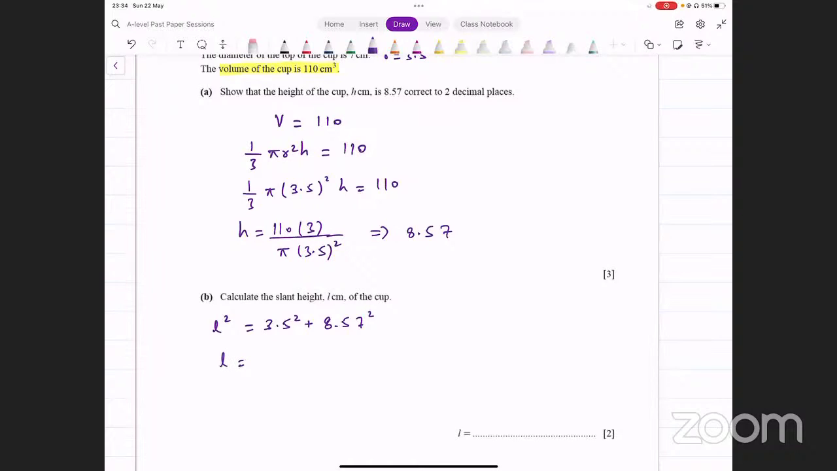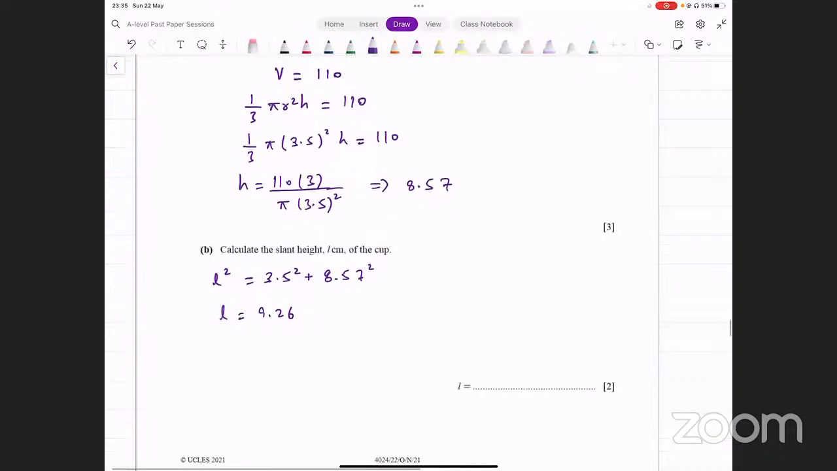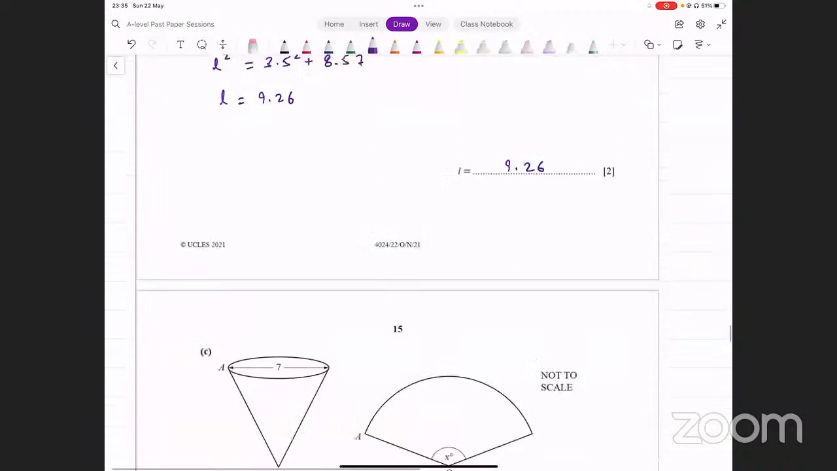ठीक है, ये evaluate कर लें. 3.5 squared plus 8.57 squared. Then you take square root of that, and that gives you 9.26 to 3 significant figures. 9.26. ठीक है, इसको आप ज्यादा लिख सकते हैं, ज्यादा significant figures लिख सकते हैं, इससे कम नहीं लिख सकते. ठीक है, so 9.26 is what you get from this. That was your slant height.